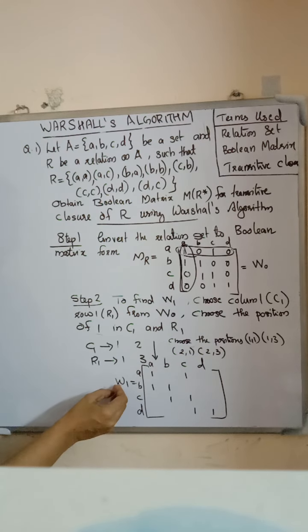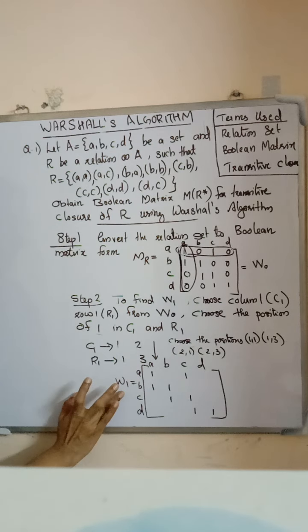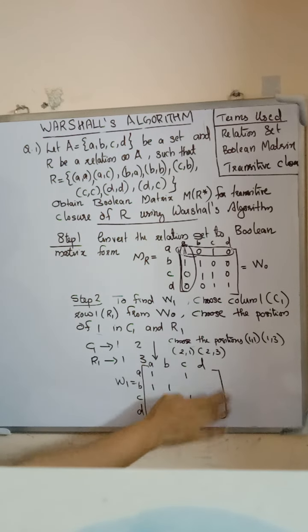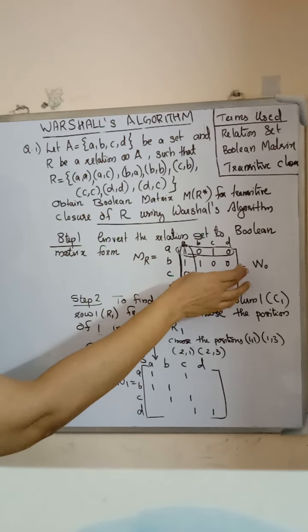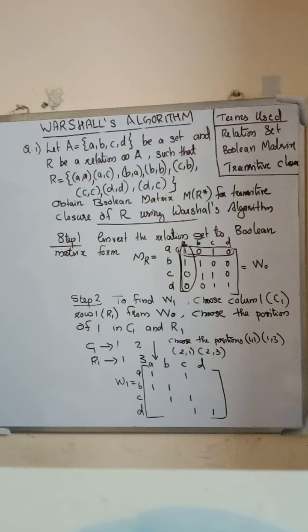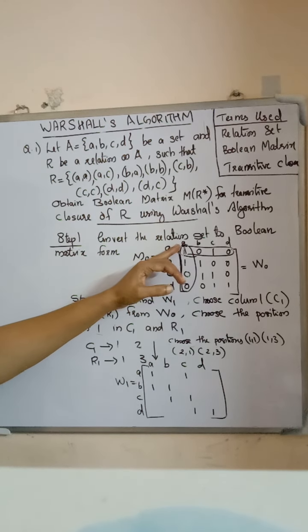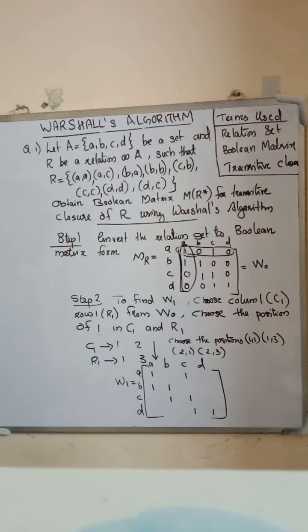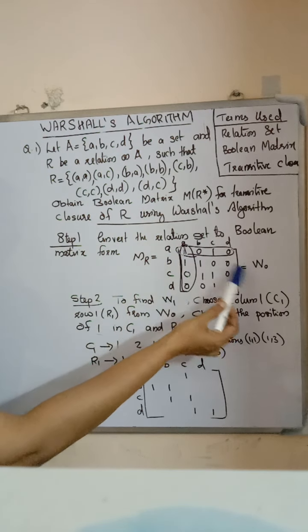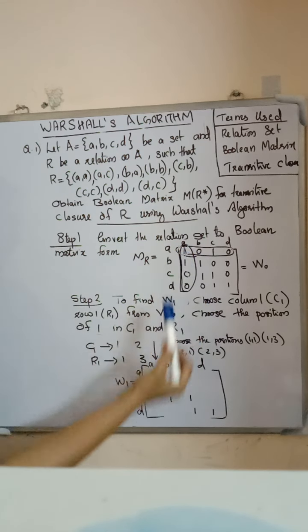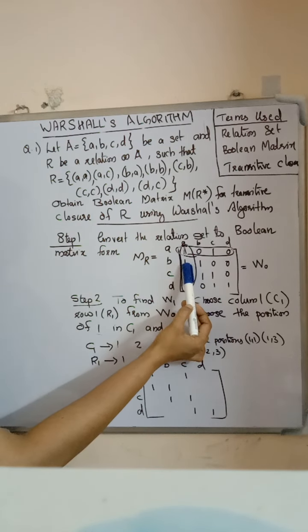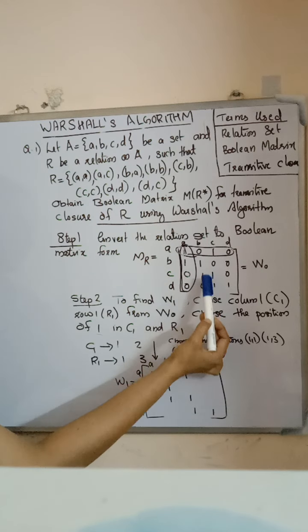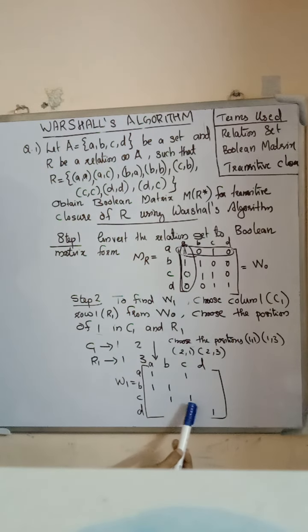Next we write W1. For W1 we write all the positions of 1 in W0 here. First we write all the ones in W0 in the matrix W1. In W0, first row, first position is 1. First row, third is 1. Second row, 1 and 2 is 1. And in the third row, second and third is 1, and in the fourth row, third and fourth is 1.